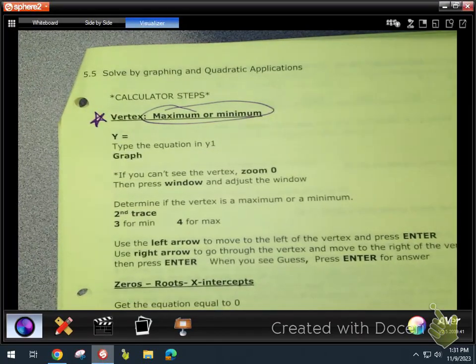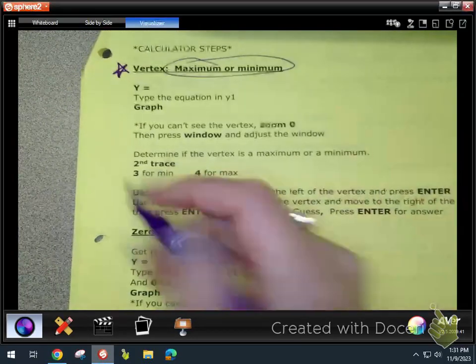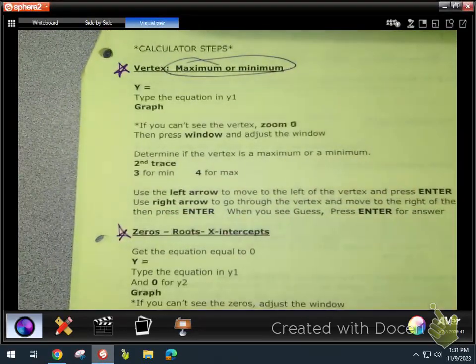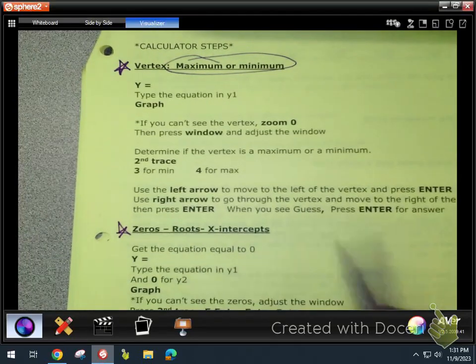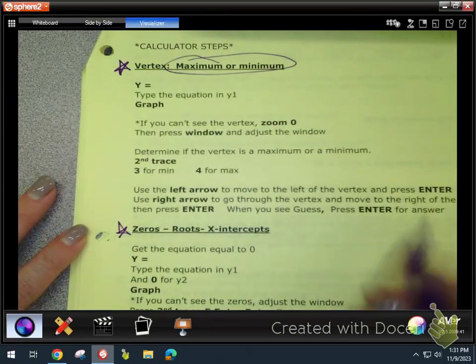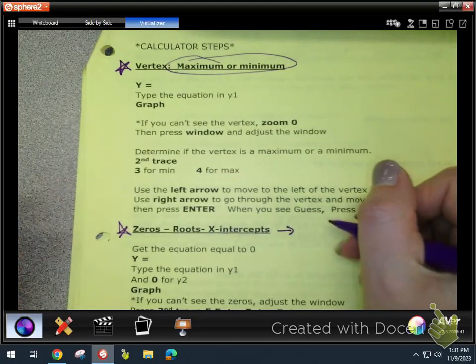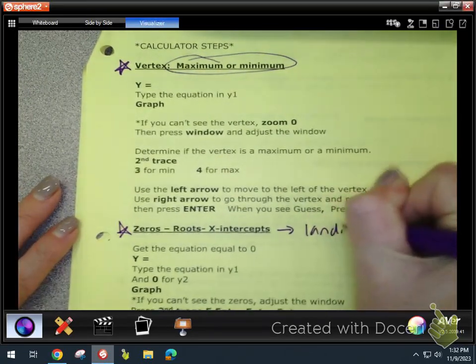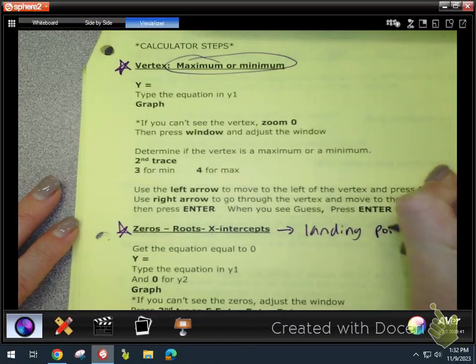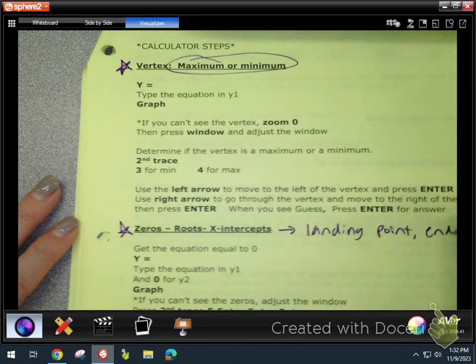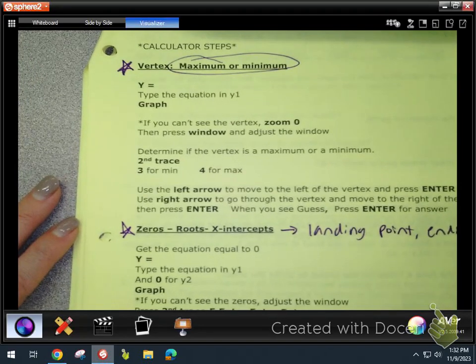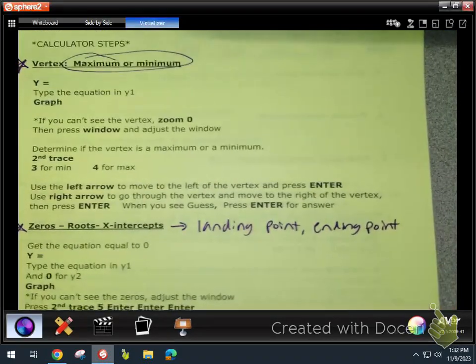So context clues. The other thing that you're going to be able to calculate is your zeros, aka roots, x-intercepts. A lot of times in these stories, it's written as a landing point or an ending point or things like that. Again, when you take it to the actual story, when the event is over is usually going to be one of your roots.